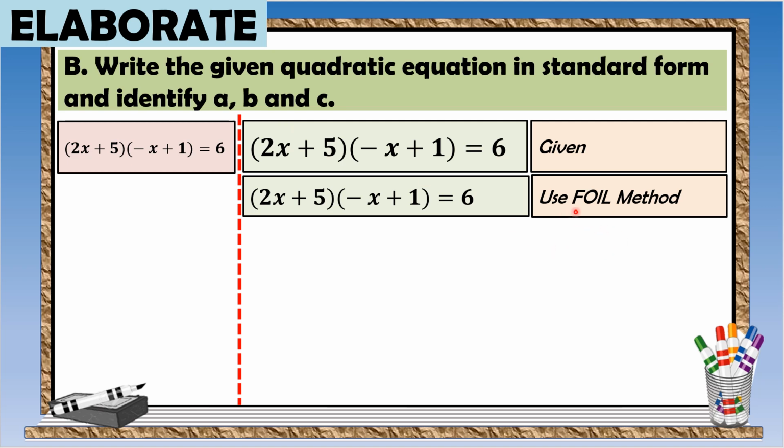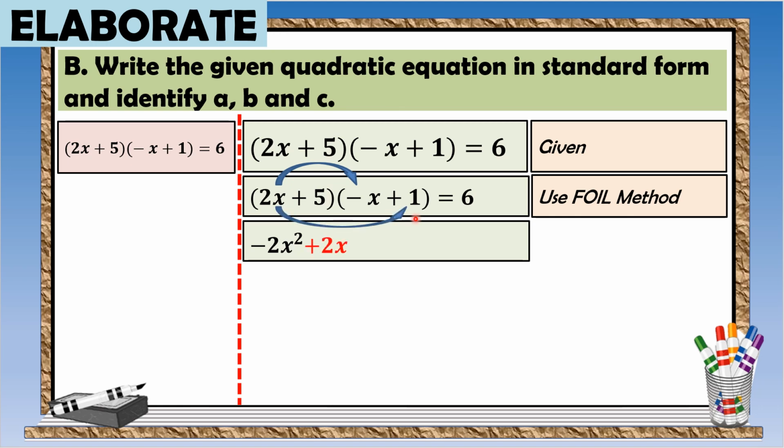FOIL method stands for the product of the first term, the outer term, inner term, and the last term. So first term 2x times negative x, so we have negative 2x squared. Then next for the outer term, 2x and positive 1, so we have positive 2x.